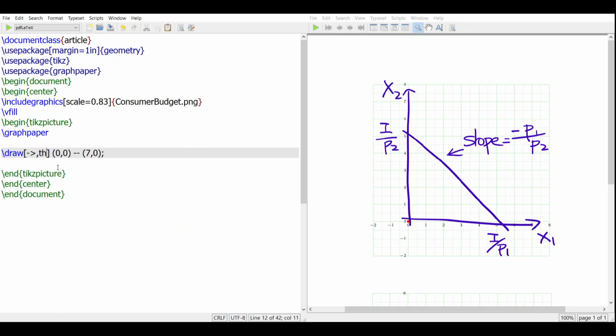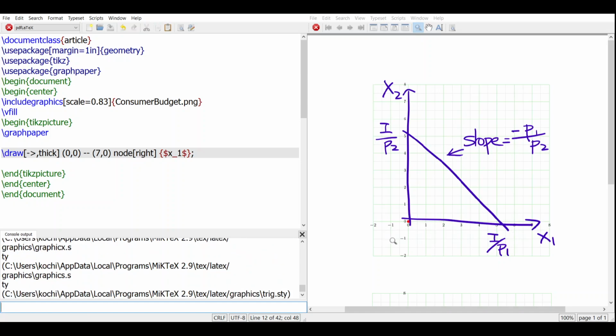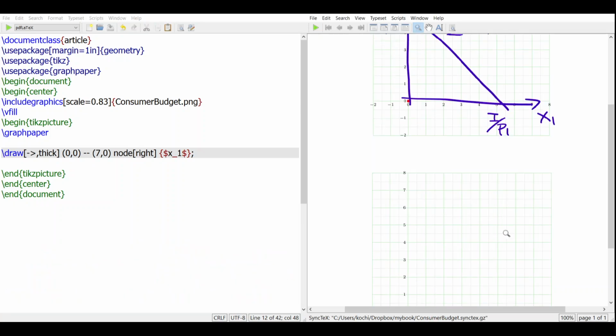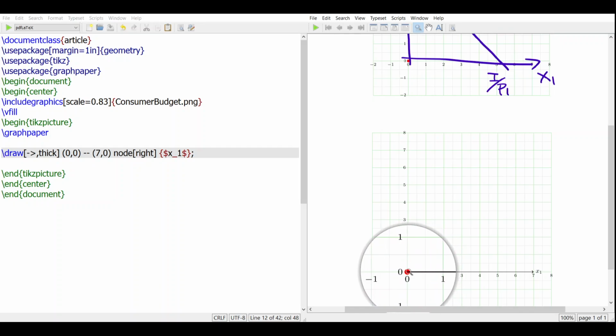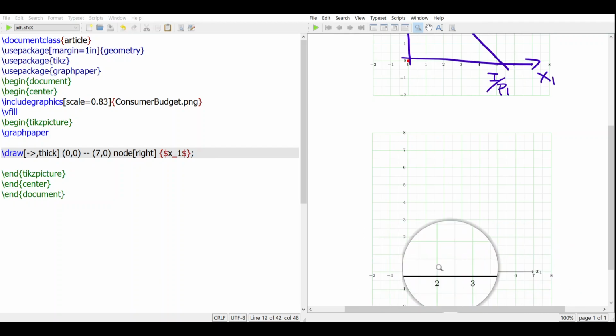And then we want this line to be thick, and at the end of this line we have x1, so we put a node on the right hand side of it. We put a curly bracket and put what we want in. We'll put a dollar sign here because it's math, x subscript 1. So now we compile it. You should see this horizontal line with an arrow with a node x1 there, from 0 up to 7, and you have x1 here. So we've drawn the horizontal line.